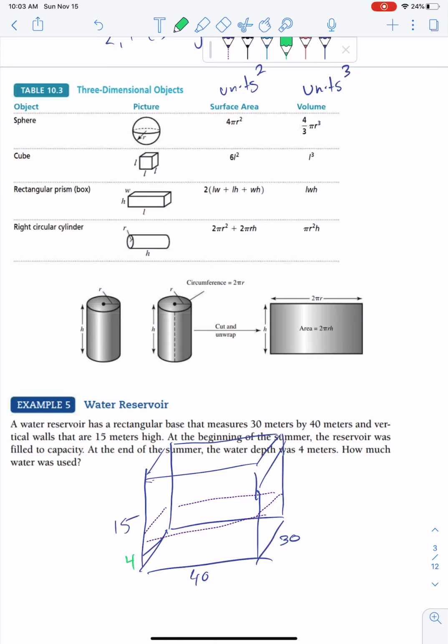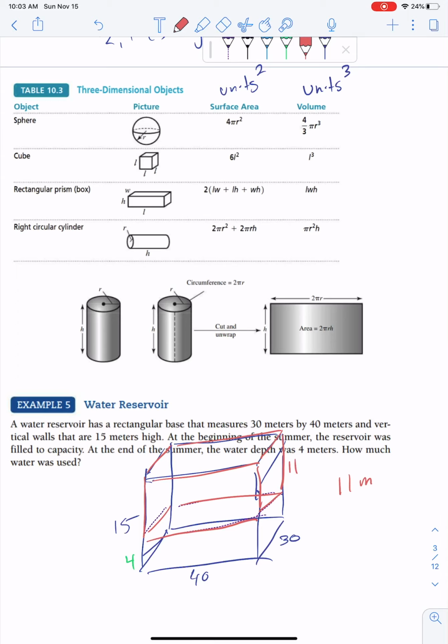Oh, this is a good question. We're going to have to do a little bit of math here. First of all, it wants to know how much water I used. So I have a few options. I could find the volume of the entire shape and then find the volume of what's left and subtract it. Or I could just find the volume of what was used, and then I don't have to do subtraction. So if my height was 15 when I started and now it's only 4, that means I have used 11 meters worth of water as far as my height goes. So my height right here is 11.